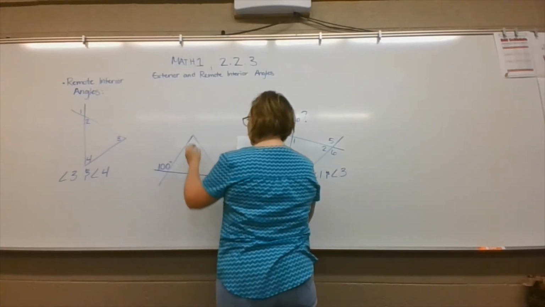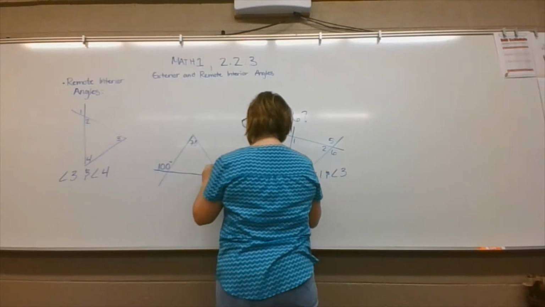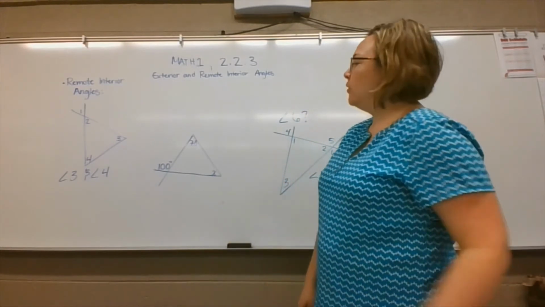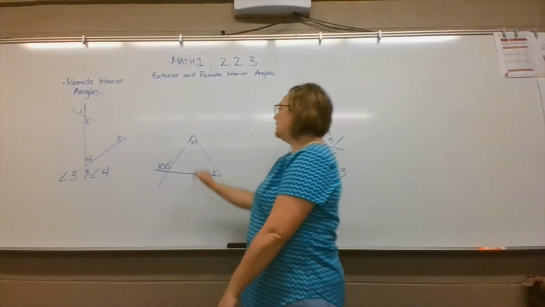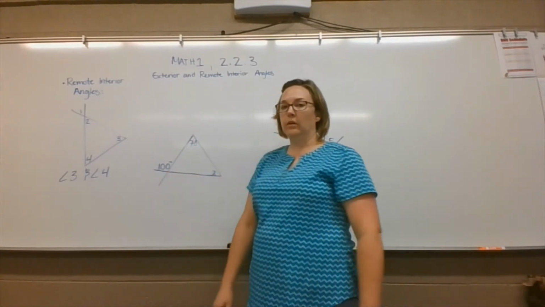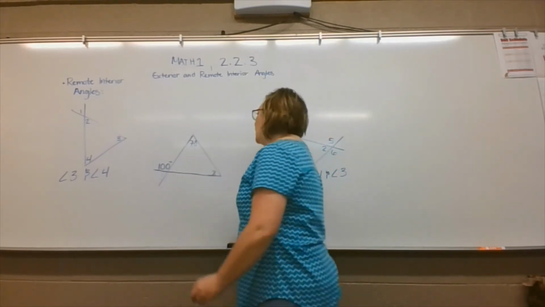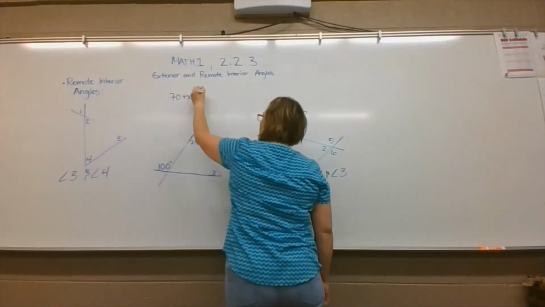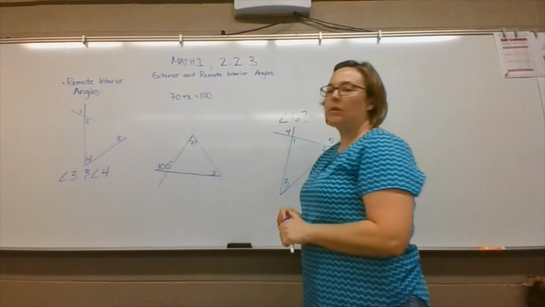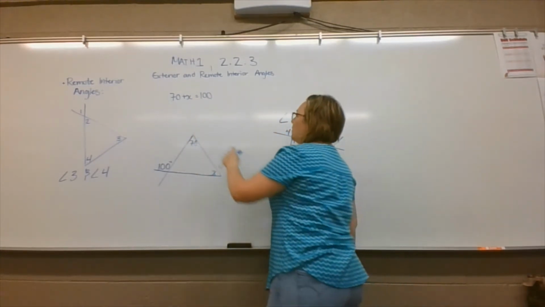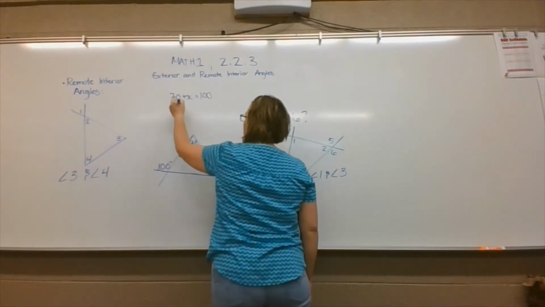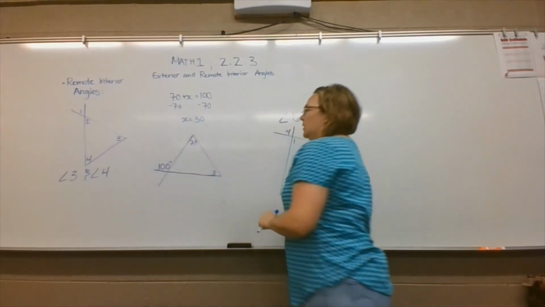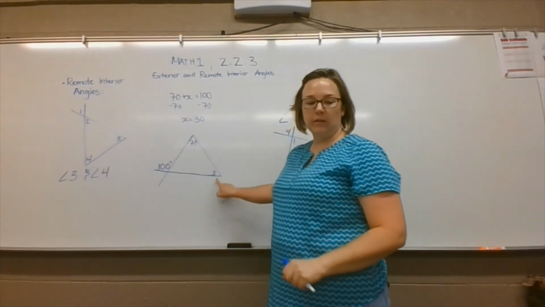Okay, in the remote interior angles, we have 70 degrees and x, and we want to find what x is equal to. The cool thing about remote interior angles is that they add to the exterior angle. So 70 plus x will add to 100. So to solve for x, we can set up an equation like so and solve for it by subtracting 70. So x equals 30 degrees. So this angle right here is 30 degrees.